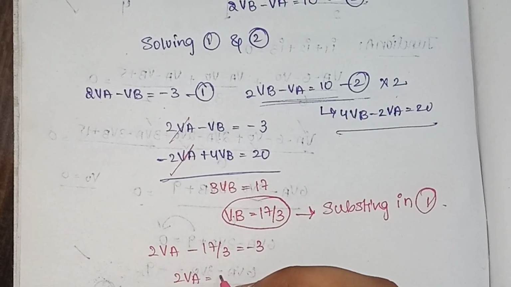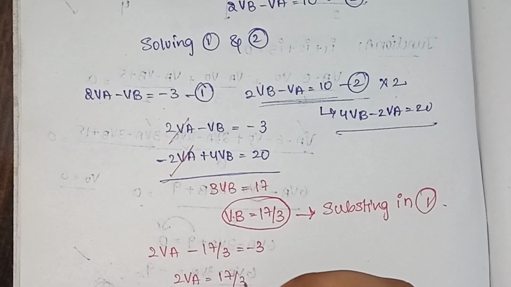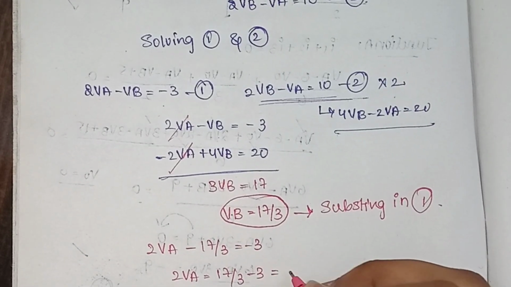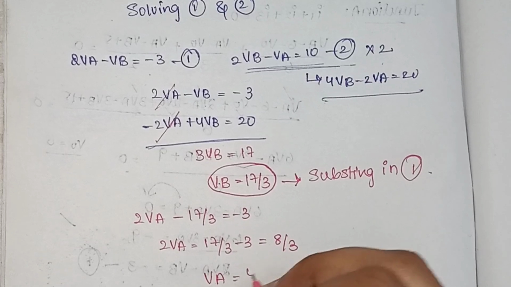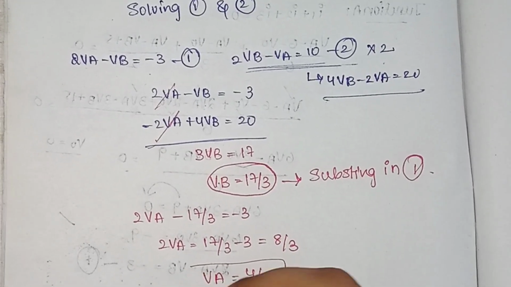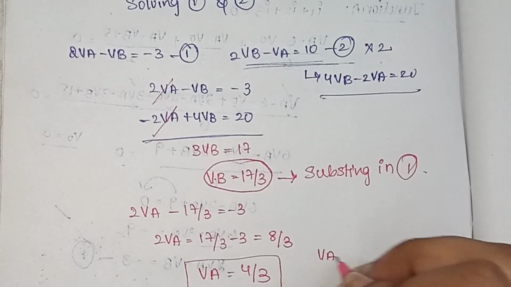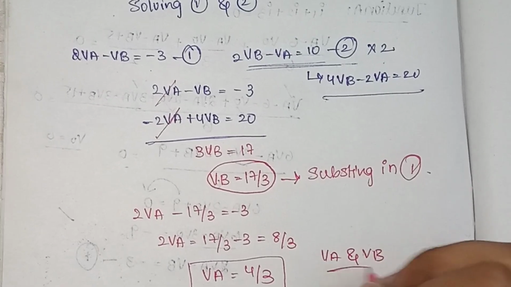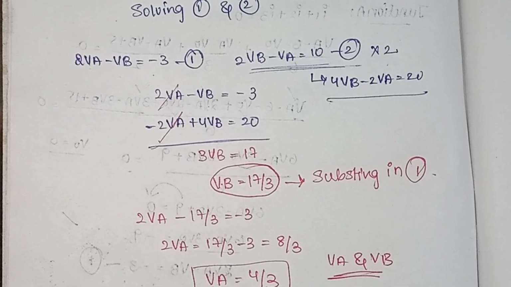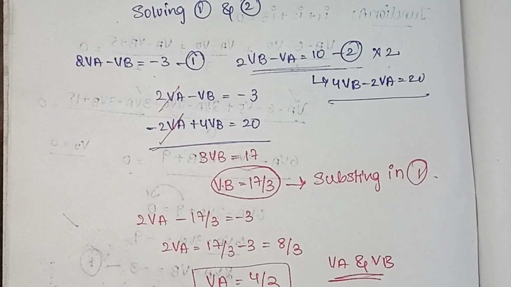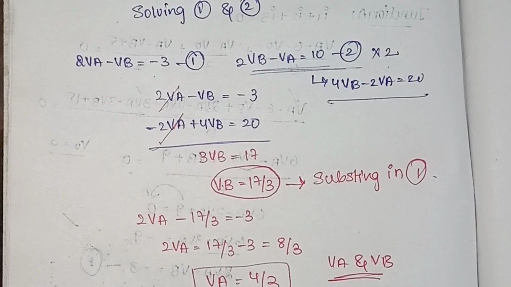2VA is equal to 17 by 3 minus 3. This will be 8 by 3. And VA is equal to 4 by 3. So these are the values of VA and VB. So this is how you solve the problem for KCL. I hope you understood. And in the next video, we'll deal with another example.